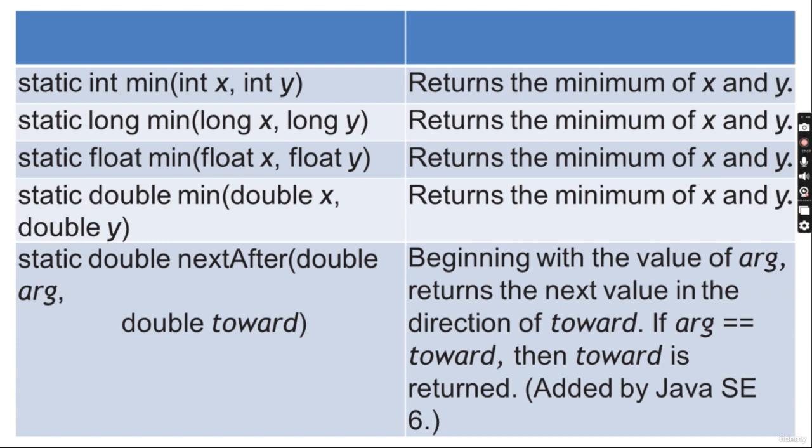Static double nextAfter(double argument, double toward): beginning with the value of argument, returns the next value in the direction of toward. If argument is equal to toward, then toward is returned. Added by Java SE 6. What is the meaning of this function? This is a newly added function: beginning with the value of arg that we specify as the first parameter, it returns the next value in the direction of toward. If argument is equal to toward, then toward is returned.